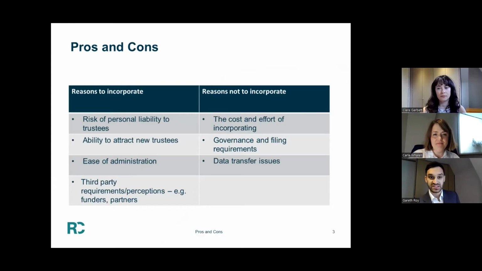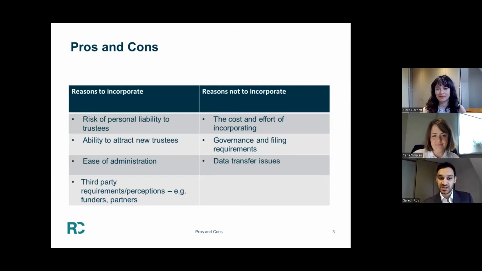This slide just summarizes some of the pros and cons between incorporating or not incorporating. The main one we've obviously already talked about, and that ties into the second pro for incorporating, the ability to attract and retain trustees who are generally volunteers and might be concerned about any potential personal risk that they're put under. Also, ease of administration. If a charity can hold assets and contracts in its own name, it makes the administration easier because you don't have to switch them across into new names when new trustees are put in place. And that's particularly helpful when dealing with property assets, as Claire might mention later on.